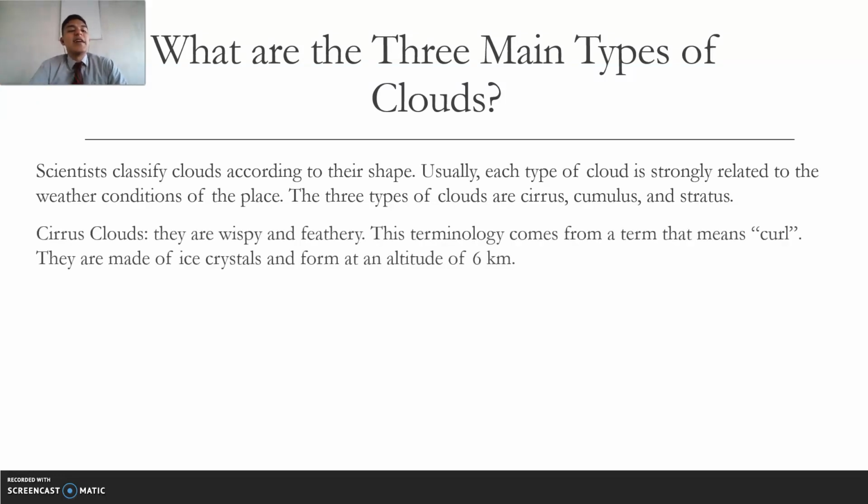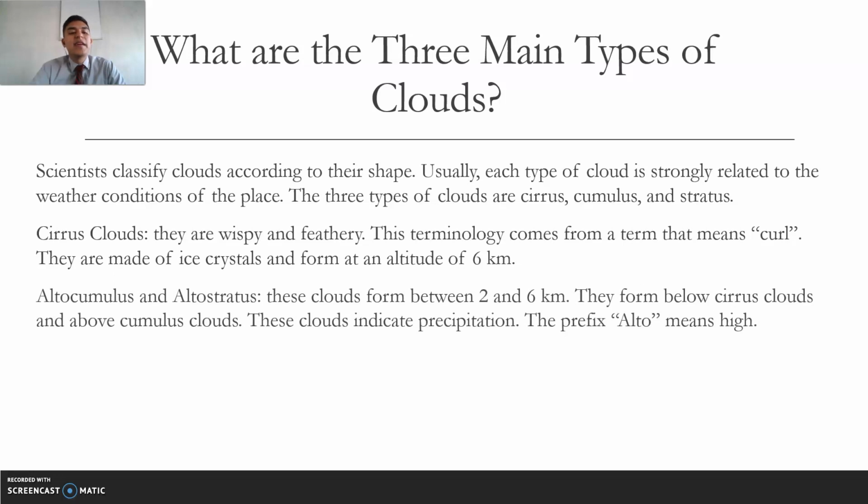All right, so you have cirrus clouds, and they are wispy and feathery. This terminology comes from a term that means coral. So, like someone with corally hair, this type of cloud is somehow similar. We're going to see a picture later on, so don't worry about it. They are made of ice crystals and form at an altitude of 6 kilometers. Those will be the first ones.